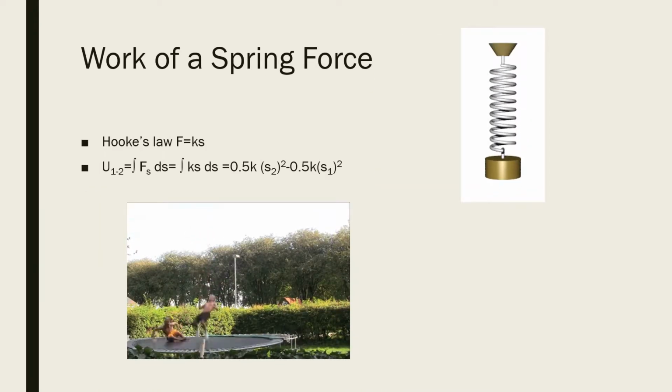Another common type of work is that done by a spring. Hooke's law states that the force from a spring equals the displacement of the spring from its original position multiplied by a given spring constant. Integration of this formula, F equals Ks, yields 1/2 Ks squared. This formula represents the work done by a linear elastic spring.